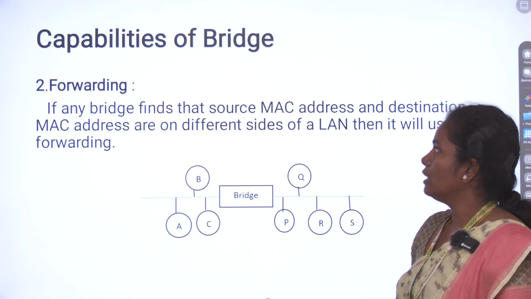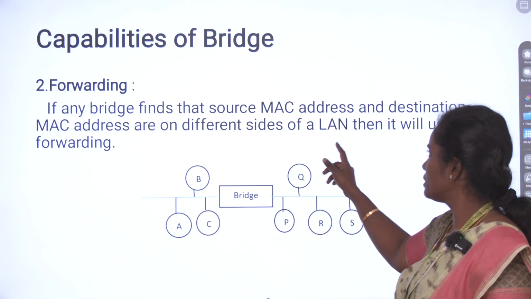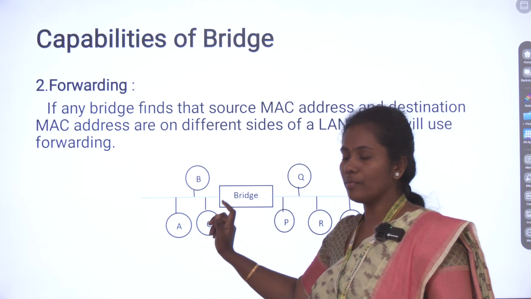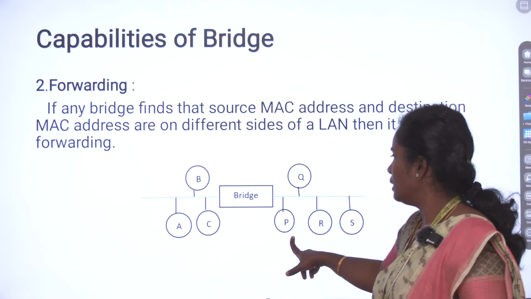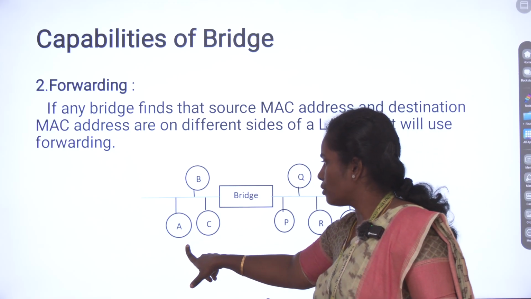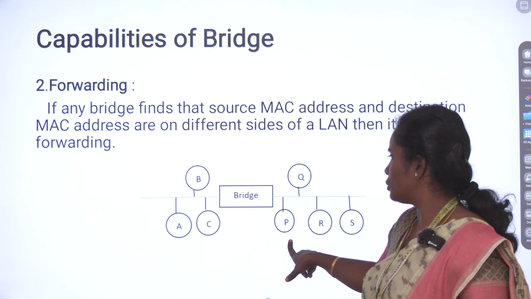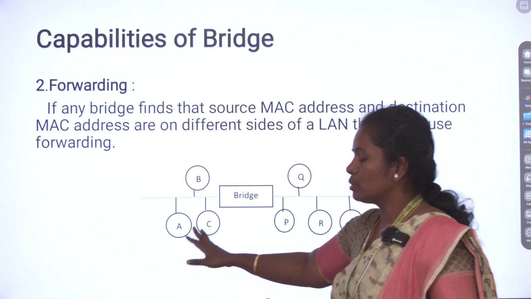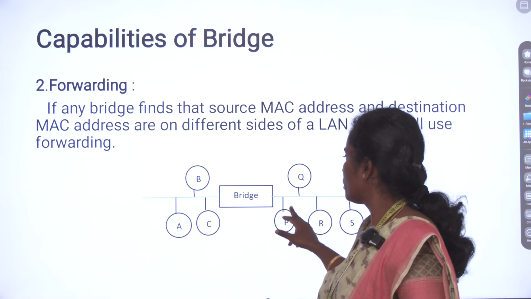Next, forwarding. If a bridge finds that the source MAC address and destination MAC address are on different sides of the LAN, then it will forward. If I want to send a message or packets from A to B, the bridge will check the MAC address of A and which port it belongs to, and which port the MAC address of B belongs to. Both are on different ports, so it will forward the message from A to B.